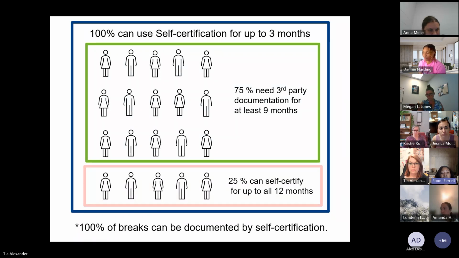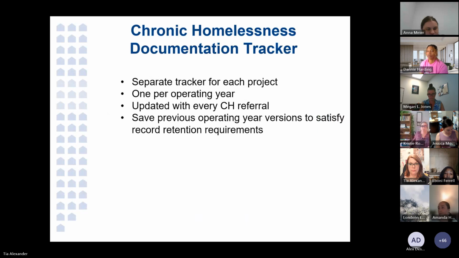In order to document compliance with this regulation, limiting the percentage of chronically homeless participants relying on self-certification for more than 3 months, all permanent supportive housing projects must maintain a chronic homelessness documentation tracker using the template that Strategies has provided. The requirement to maintain a tracker is not new, but there has been some misunderstanding in the past about the importance of maintaining it and exactly what information should be included.